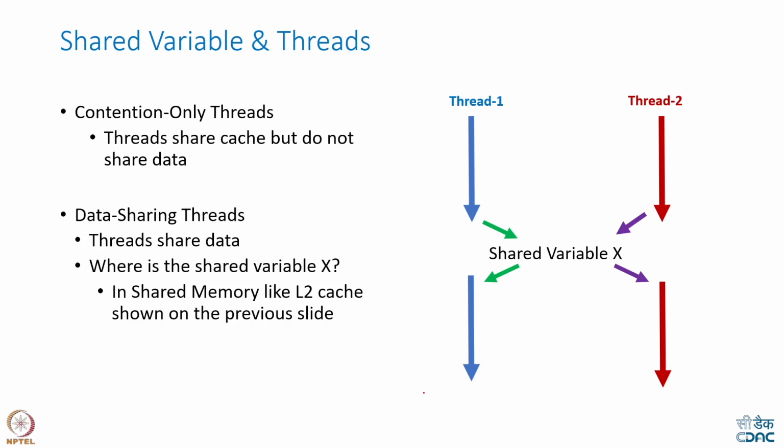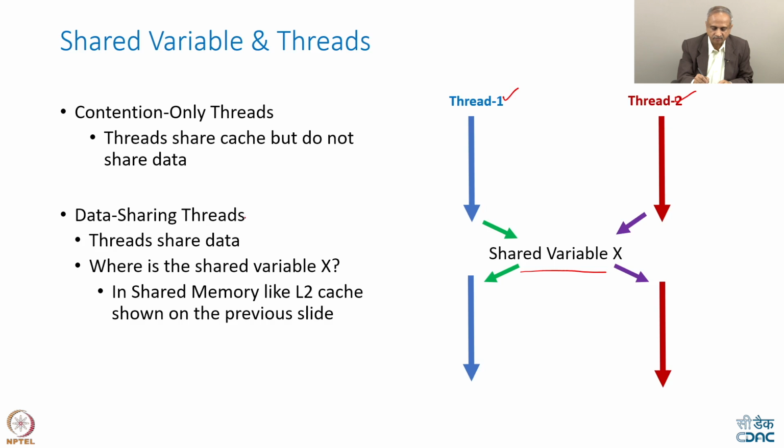Again we have the same example here, that is, we have thread 1 and thread 2, and both are accessing the same shared variable x. Now there are two types of threads, one which is called contention-only threads, wherein the threads share the cache but they do not share the data. That means the code is running in the cache, however the data that is in the cache, the private cache particularly, is not shared among the two threads. This is a situation where there are no issues.